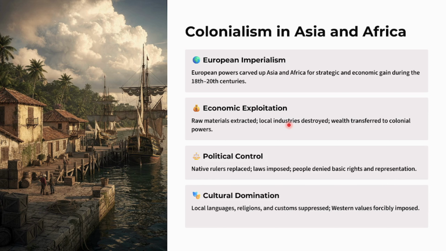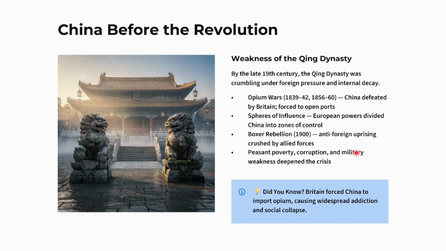Economic exploitation: raw materials were extracted, local industries were destroyed, and wealth was transferred to colonial powers. Then political control: native rulers were replaced, laws were imposed, and people were denied basic rights and representation. Then cultural dominance: local languages, religions, and customs were suppressed, and Western values were forcibly imposed, especially in Asia and Africa.